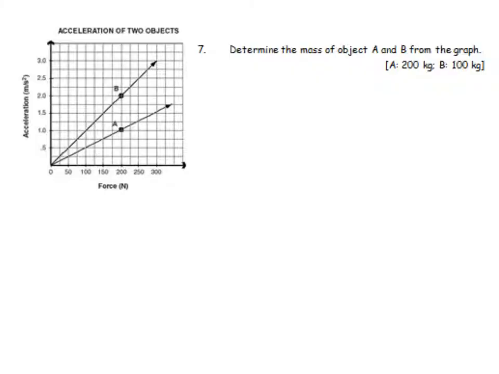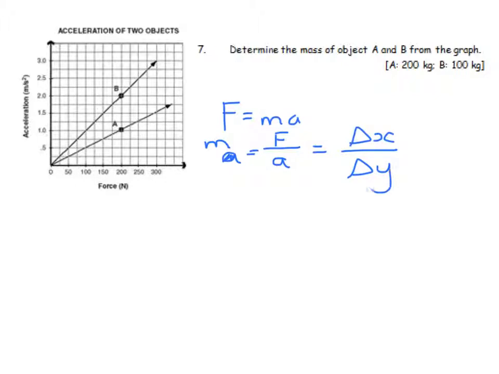Determine the mass of object A and B from the graph. Now we've got an acceleration and force graph, but let's just look at it. Force is equal to mass times acceleration, which means mass is equal to force divided by acceleration. That is equal to change in x over change in y, which is the inverse of the gradient. So if I work out the gradient, I'm going to have to flip it at the end.